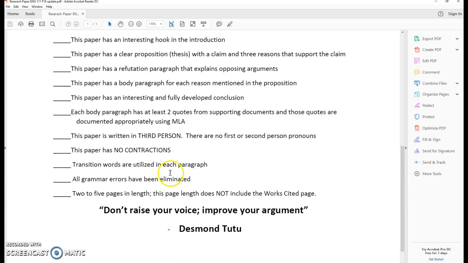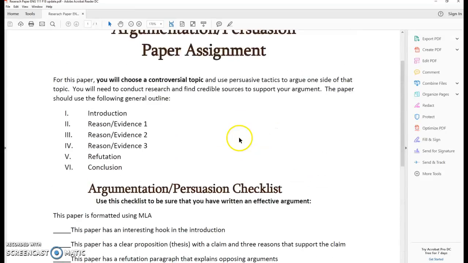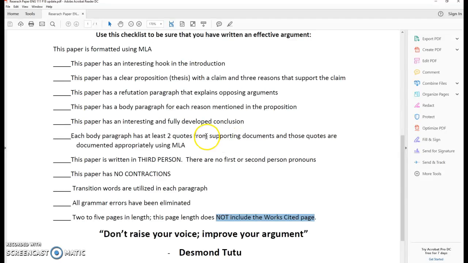So again, how long is this paper? It is 2 to 5 pages in length. That does not include the works cited page. Okay, you need to have, how many videos does it say?